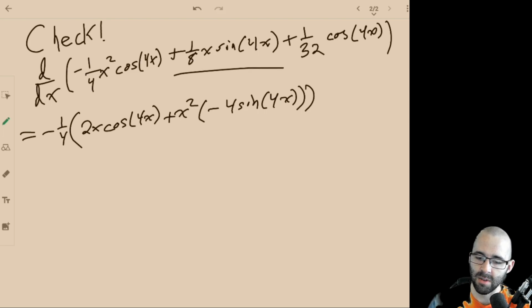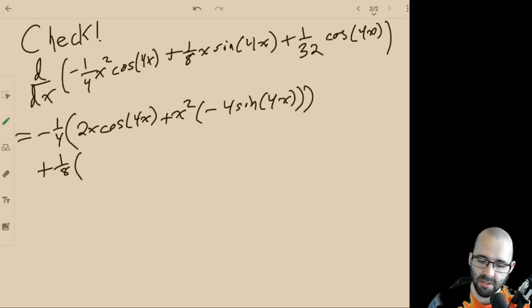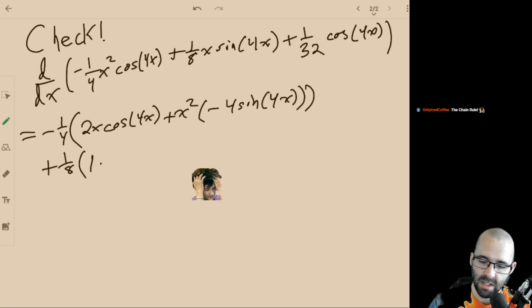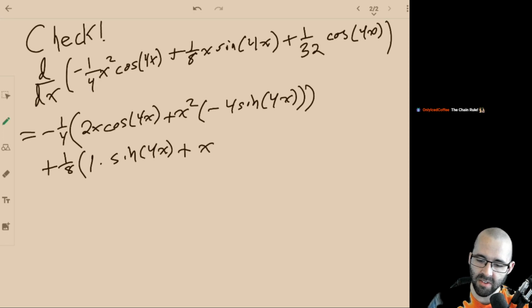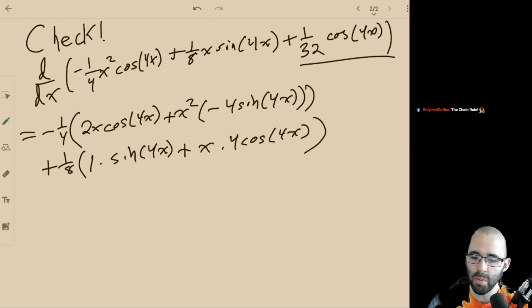Next, let's move on to the second term. Differentiate the second term. Product rule again. So we have a 1/8 out in front times the derivative of the first, which is 1, times the second, sine of 4x, plus the first, which is x, times the derivative of the second, which is 4 cosine of 4x. Again, requiring the chain rule. All right, and now we got the last term. No product rule necessary here. That's kind of nice.